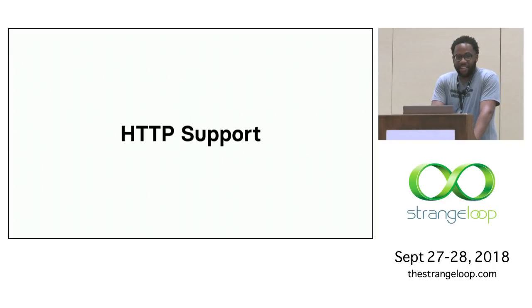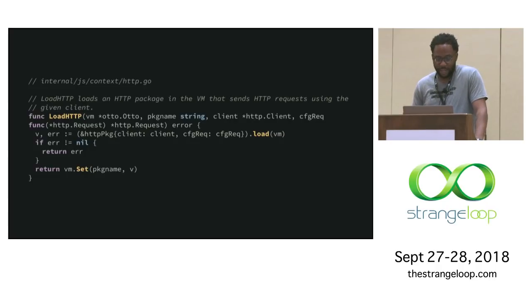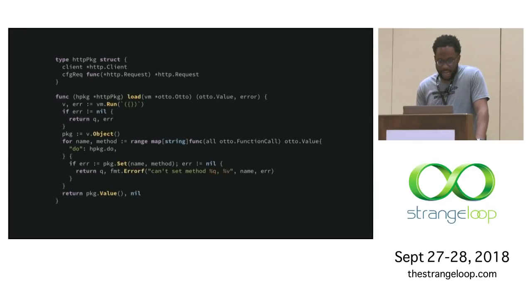Another thing that we need is HTTP support, right? So we want to make some network requests. The shape of this is similar to the load standard lib. It takes in a VM, a package name, an HTTP client, and a request configuration for the HTTP client, right? Then we can instantiate an instance of this HTTP package and load its helper function into the VM. And in this case, we're going to define a do method onto this HTTP package.